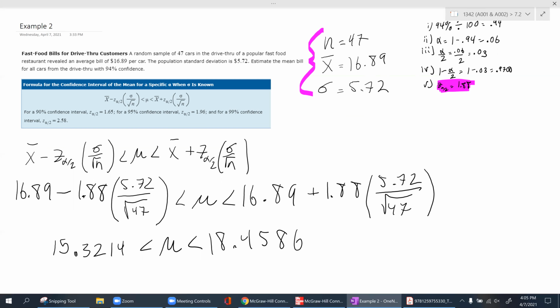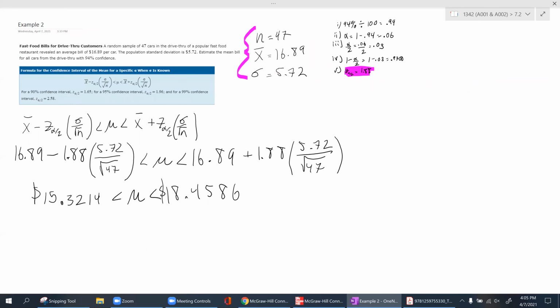And this just means that we estimate the mean for all the cars from the drive-through. So that means that the mean bill, the average bill, for that sample size of 47 with a 94% confidence interval is going to be between $15 and that much change and $18 that much change. Since we're dealing with monetary values, we actually want to use 2 decimal places. So this is $15.32 to $18.46. All right, so that there would be my final answer.